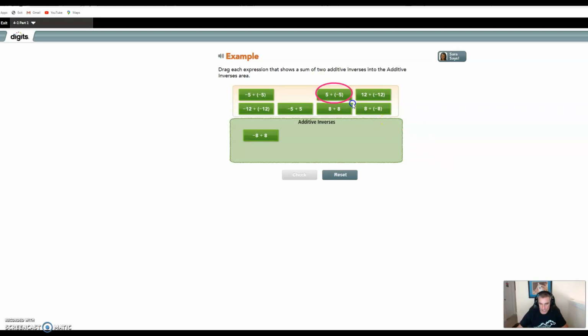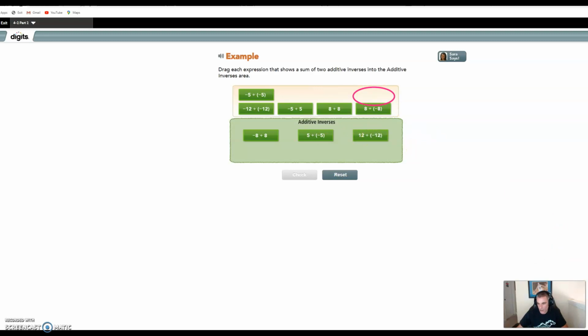Five plus negative 5, right? I have the positive version, I have the negative version. If I add those two numbers together, I'm going to get 0. That is an additive inverse. 12 plus negative 12, right? Those are opposites. If I add those two together, I'm going to get 0. So that is definitely an additive inverse.